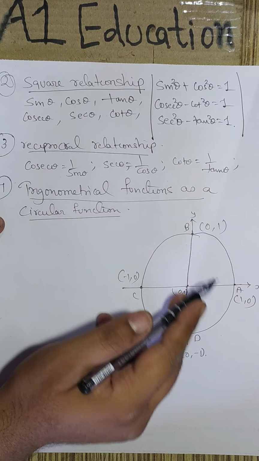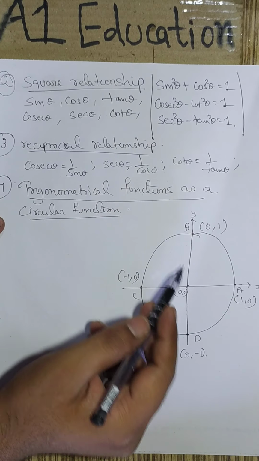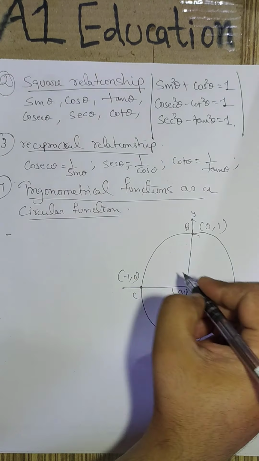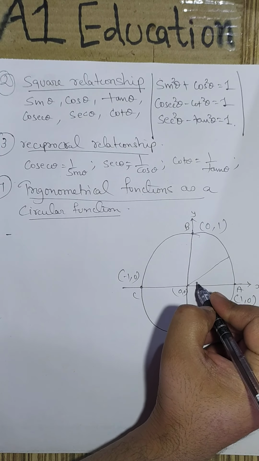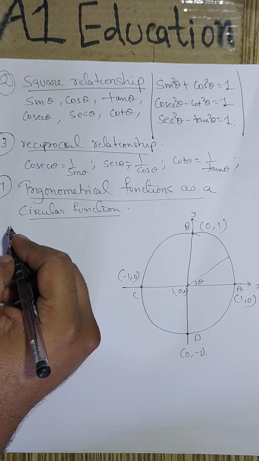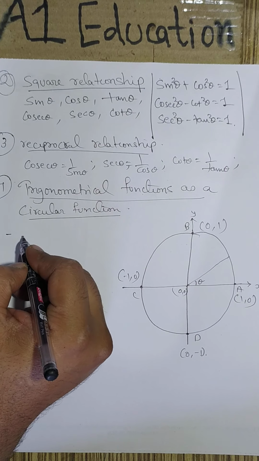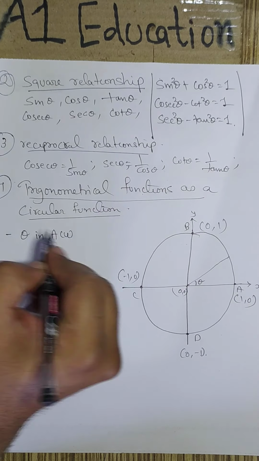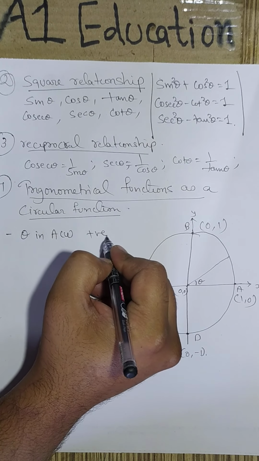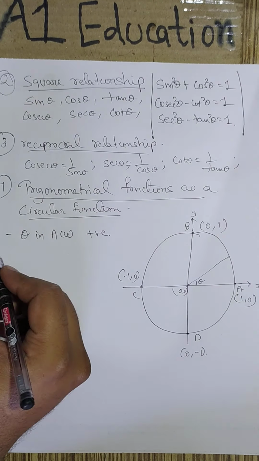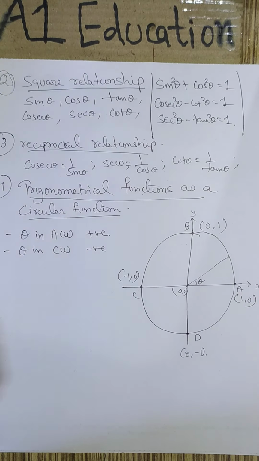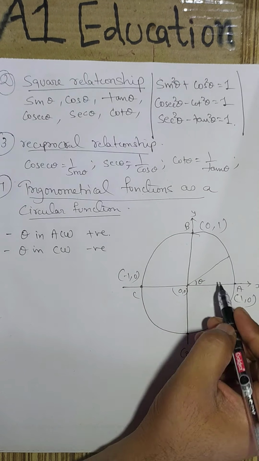For these trigonometrical functions to be represented as circular functions, the first thing to keep in mind is that if we measure any angle theta in the anti-clockwise direction, then obviously theta will be positive. In case theta is measured in a clockwise direction, then the angle obtained will be negative.